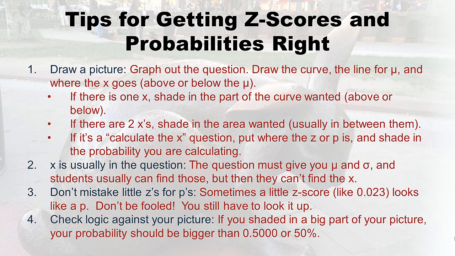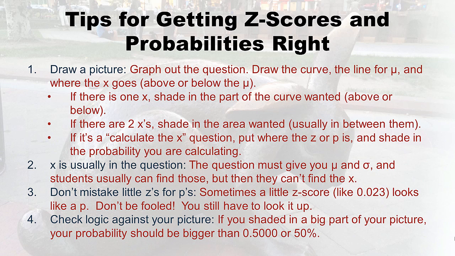If there are two x's, then shade in the area wanted, which is usually in between them. If it's a calculate-the-x question, put where the z or the p is. So if it was the top 7%, you could shade in the top little part of the curve. If it was the bottom 3%, you could shade in the bottom little part of the curve. So make this picture and do it at the beginning.